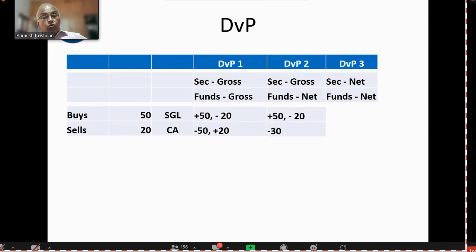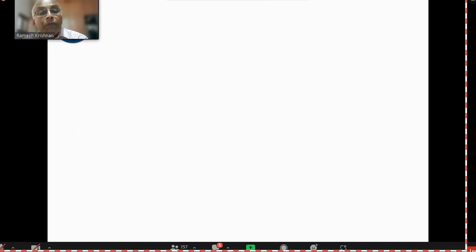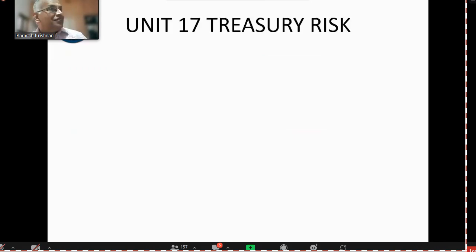Under DVP2, securities are on gross. So first 50 will come and then 20 will go. Whereas funds are on net basis, minus 50 plus 20, net is 30. So only one debit of 30 will be there. Under DVP3, there will be only two entries, one plus 30 in your SGL and minus 30 in your current account. So this is essentially the net and gross difference and how it impacts your accounts.